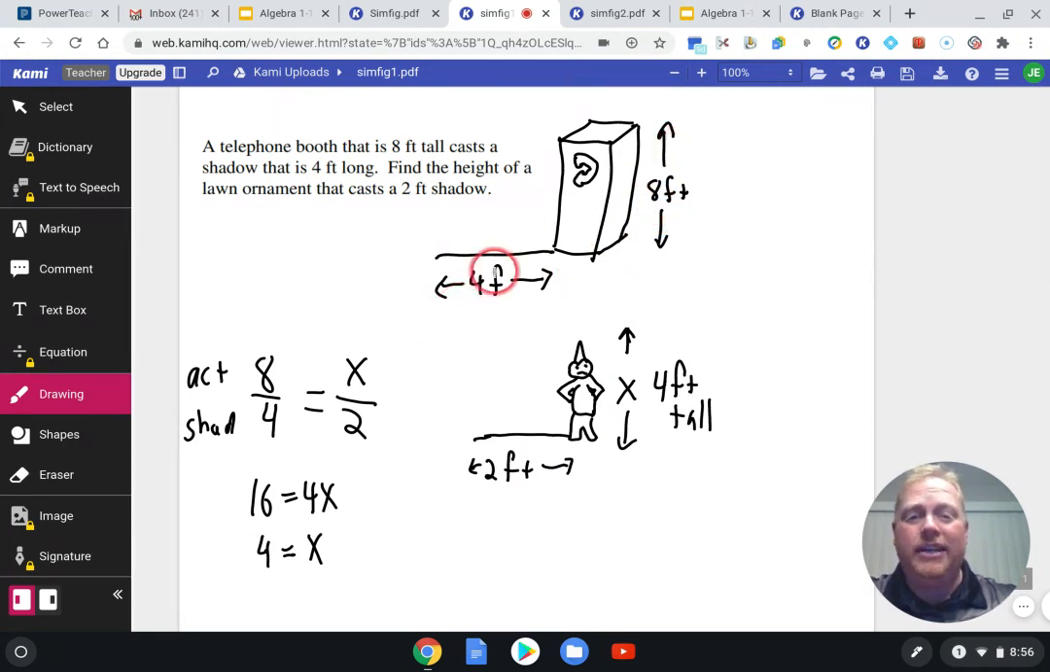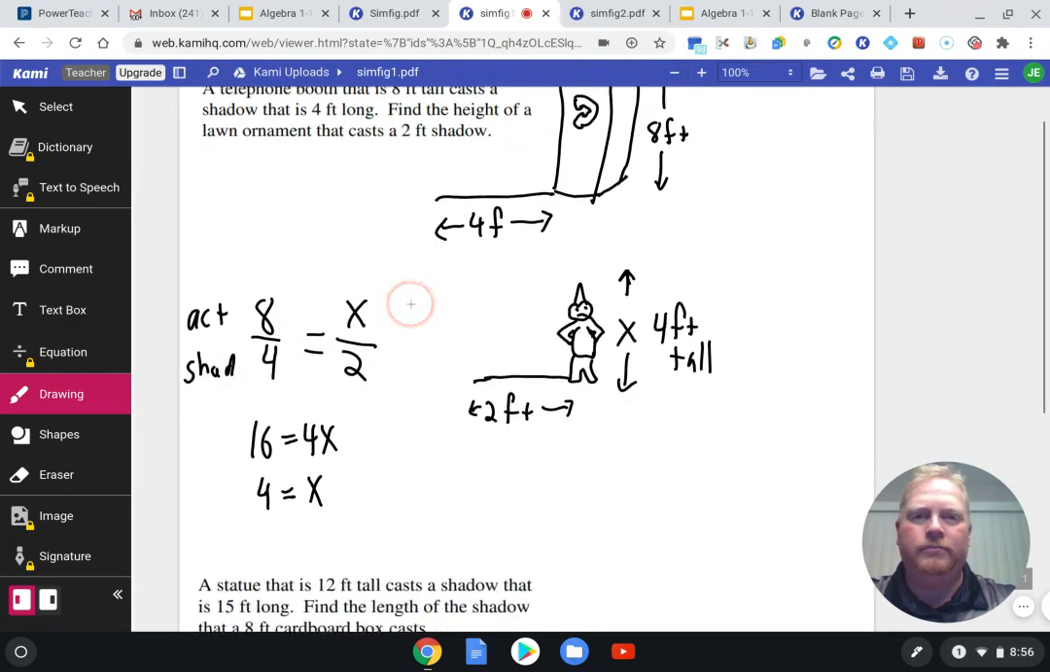So while this was an easy example and you could use common sense to figure it out, I would still encourage you to know how to set up the proportion, because the numbers might not always be that easy.